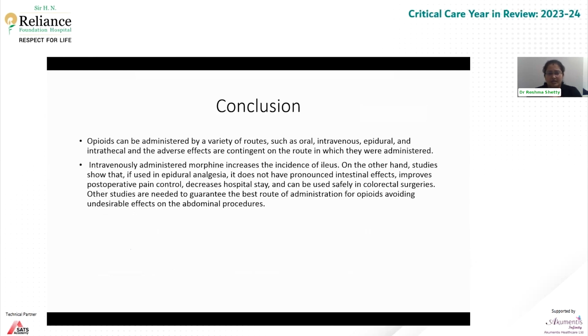So they concluded by saying that opioids can be administered by a variety of routes, such as oral, IV, epidural, and intrathecal, and the adverse effects are contingent on the route in which they were administered. IV morphine increases the incidence of ileus. On the other hand, studies also showed that if used in epidural analgesia, it did not have a pronounced effect on the intestine. It improves post-op pain control, decreases the hospital stay, and can be used safely in colorectal surgeries.